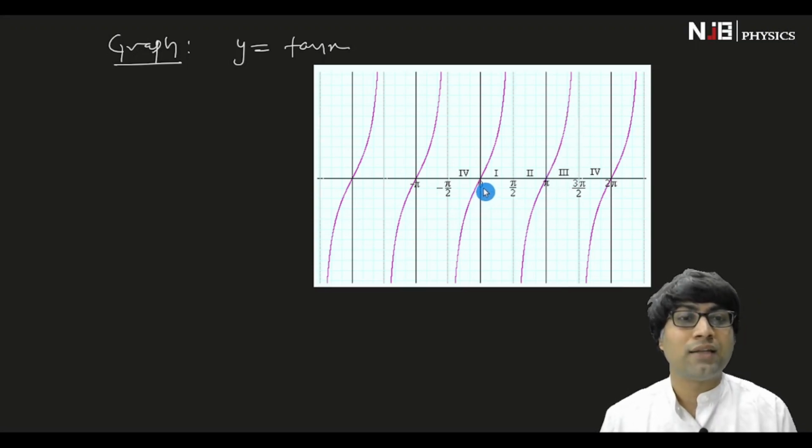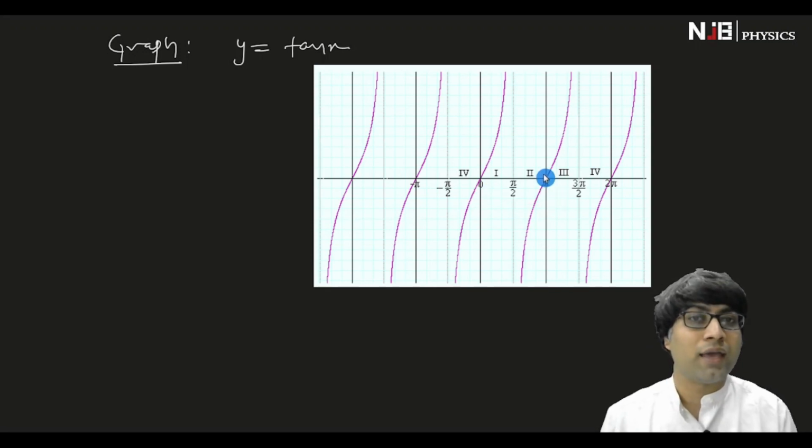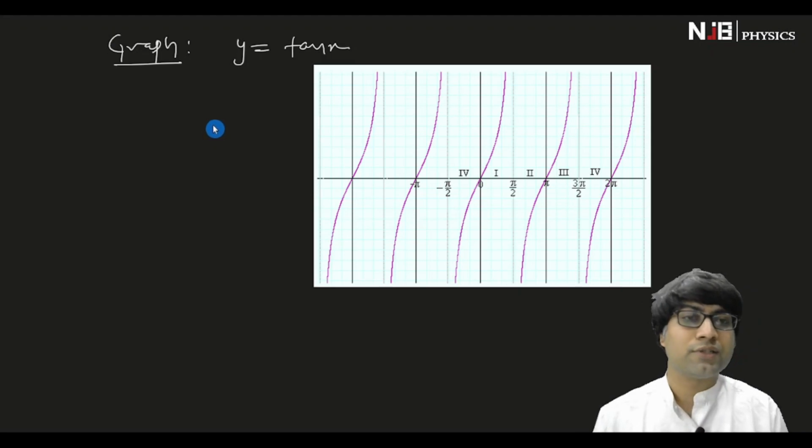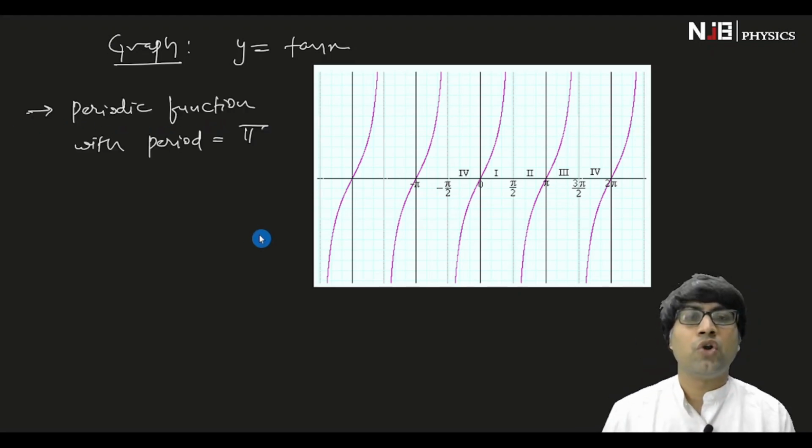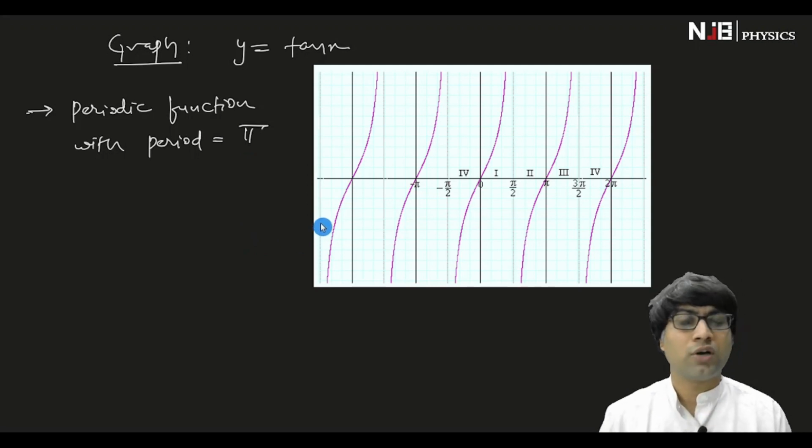So you can see that this function is repeating its value after the interval of pi, and therefore it is also a periodic function, but it is repeating its value after the interval of pi. We're not going to require its average value anywhere in physics, so we'll not talk about that.